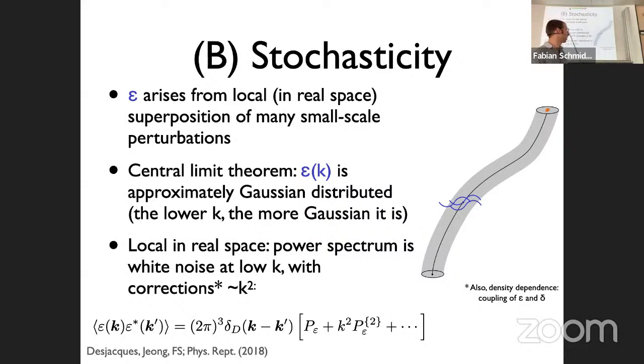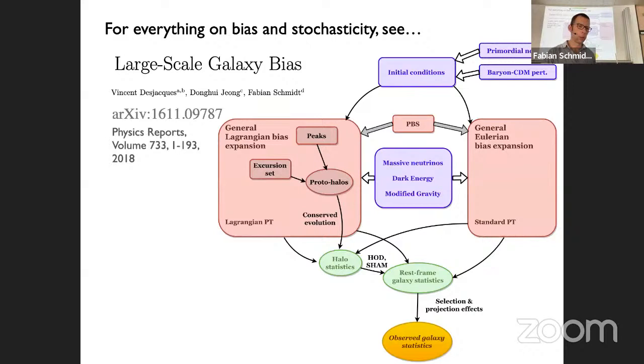There I can use the fact that it arises from a local superposition. Galaxy formation happens at a fixed point in space, so all the modes are superimposed at a fixed, small region in space. That in turn implies that the power spectrum of the noise is white noise at low k, with corrections that we know scale as k squared. There's also a coupling between density and noise, but again, this is a perturbative expansion, and we know the relevance of each term at each order. To those who are interested, we have a substantial review on all of these topics.